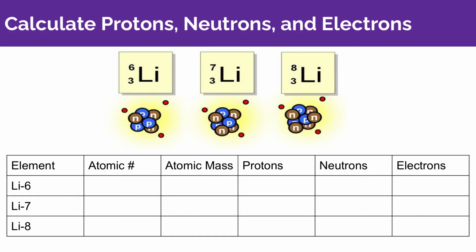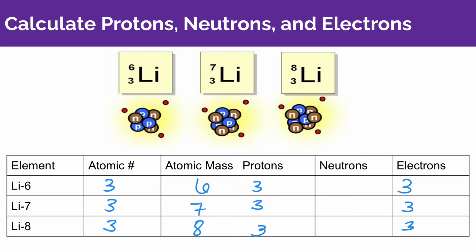In this example, calculate the protons, neutrons, and electrons for the 3 different isotopes of lithium. The atomic number is 3 for all of them. The atomic mass is 6 for lithium-6, 7 for lithium-7, and 8 for lithium-8. The number of protons in all of them is 3, and the number of electrons in all of them is 3. The only difference is that the number of neutrons has changed.